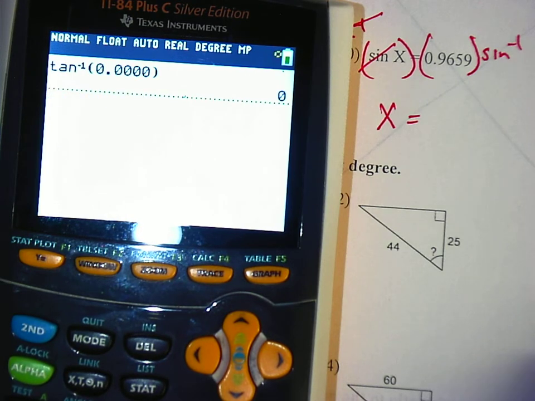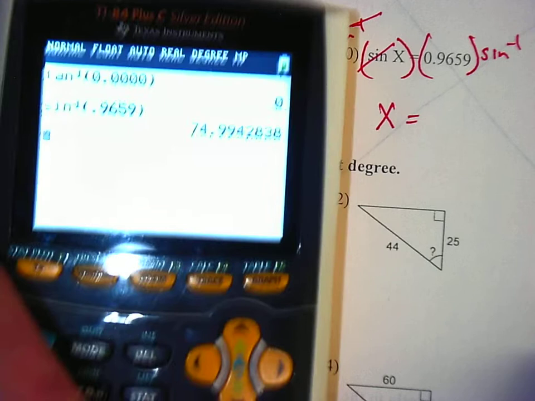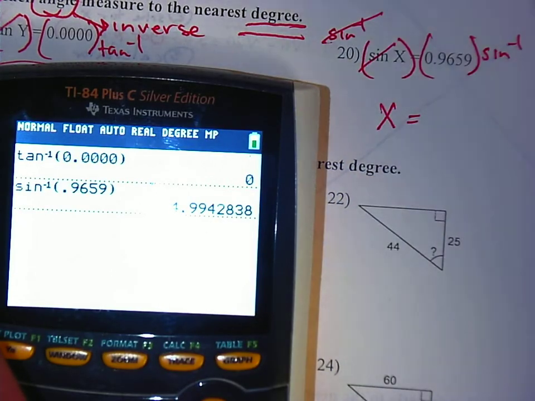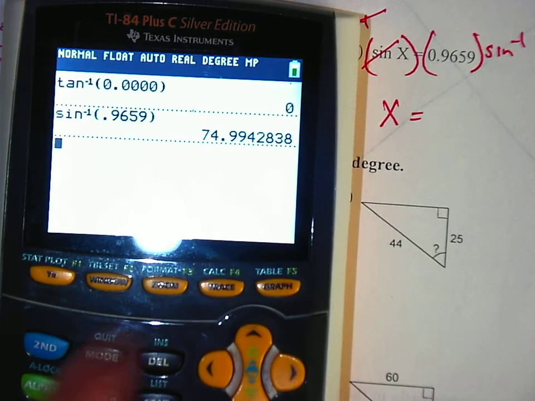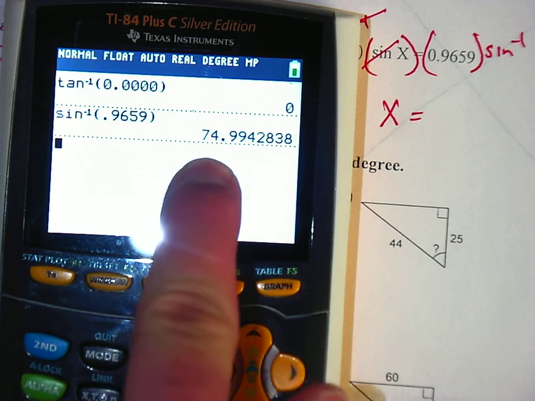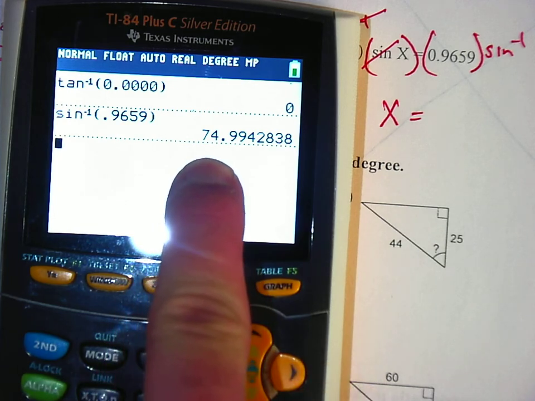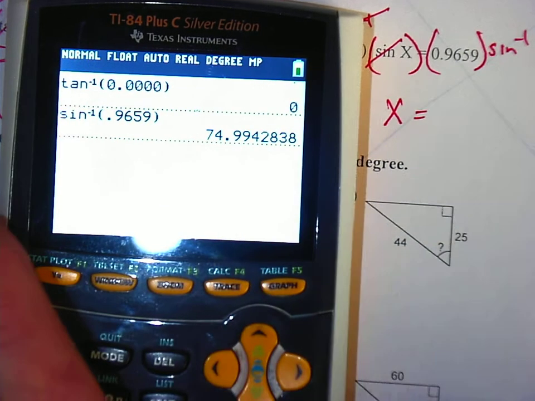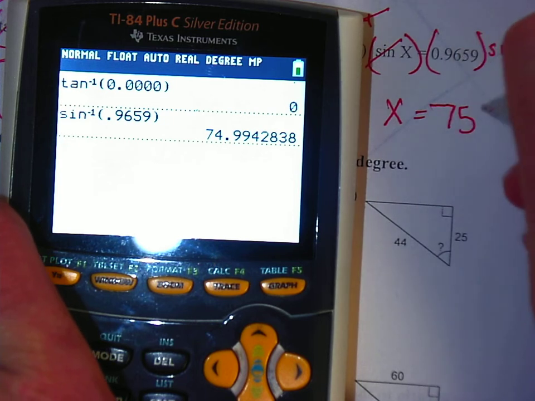0.9659, and they want it rounded to the nearest degree. So 74 degrees is the ones place. We look right next door, it's a 9. We get 75 degrees.